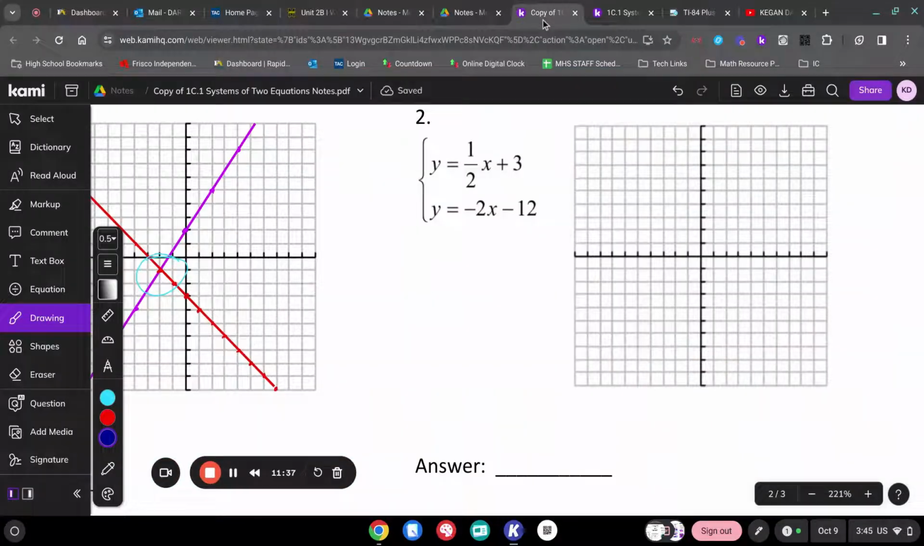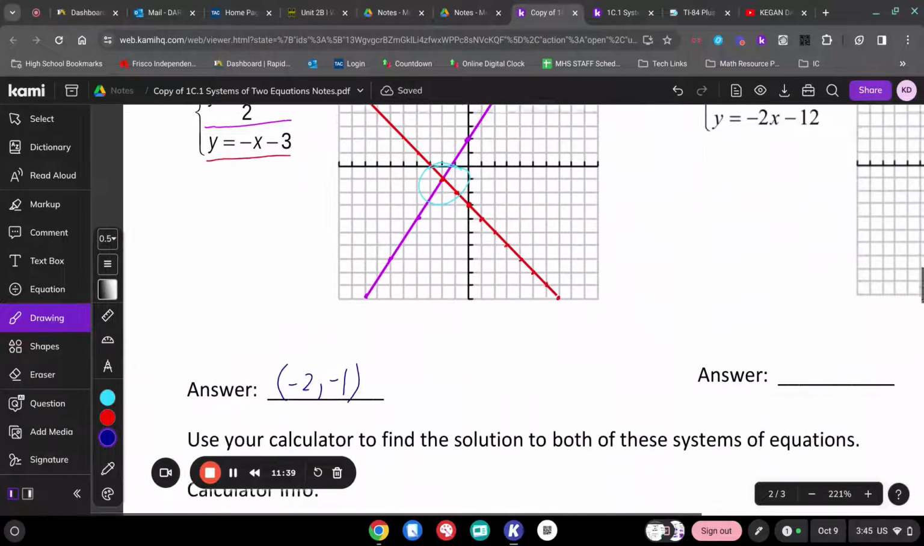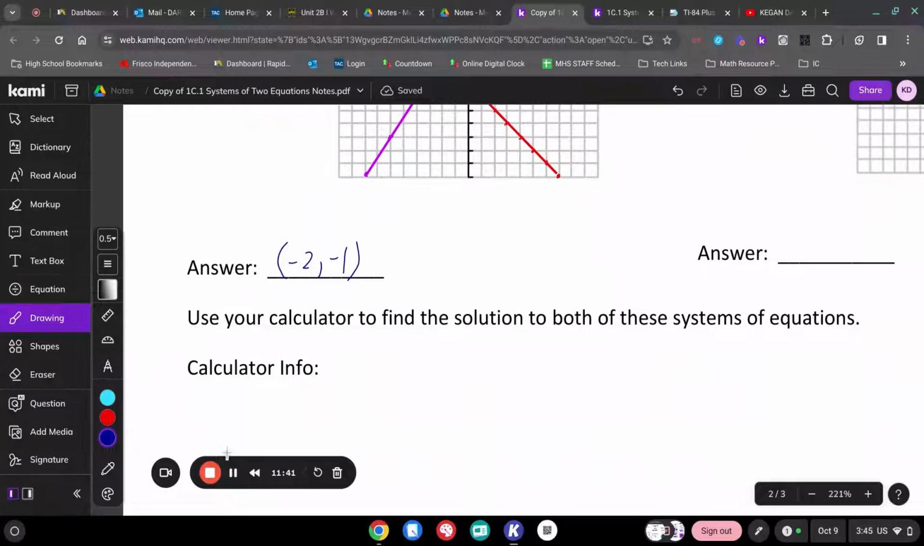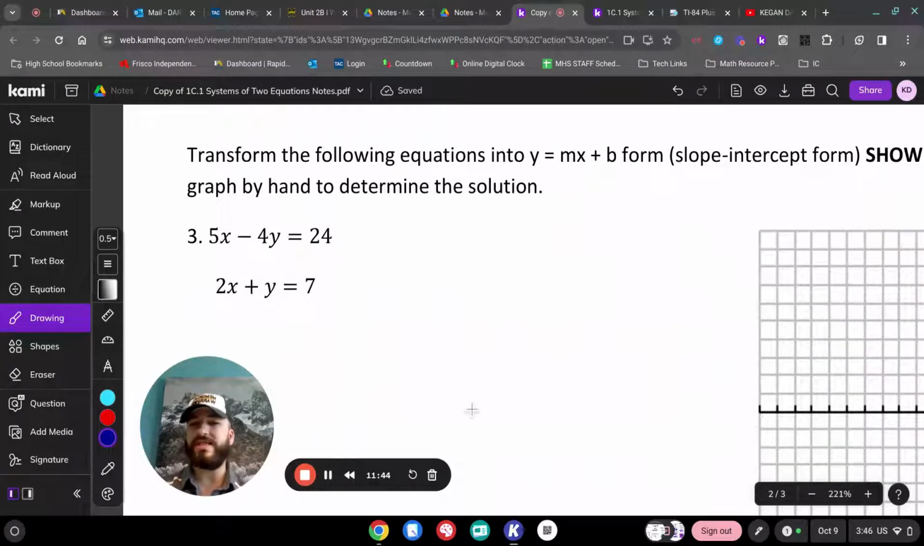Okay, so let's go back over to our notes. Let's look at a graphical one that's maybe a little bit different. So with this one, we have 5x minus 4y equals 24, and 2x plus y is equal to 7. So first thing that we notice right off the bat is that neither of these are in y equals form. Now, I would argue that maybe a different solving method would be better for this one, but let's say we wanted to still use graphing. We can get both of these to be able to graph. We're just going to want to solve them for y first.